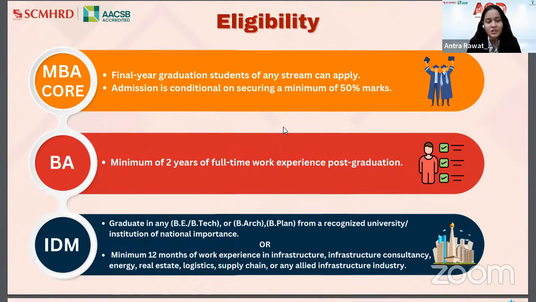Moving ahead, talking about the eligibility for the various courses offered. For the MBA course, freshers like me, I'm a fresher, can apply. The admission criterion is securing a minimum of 50% marks in your undergraduation. While preparing, everybody is confused: I've scored this much percentage in my undergrad, will I be eligible for a certain college, or will I get a good college? Basically, in SCMHRD, we just have a minimum of 50% marks as the eligibility criterion.